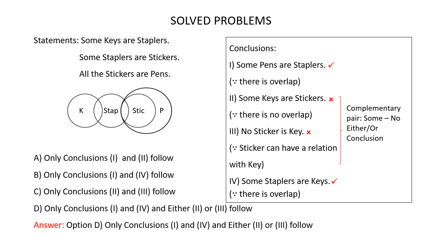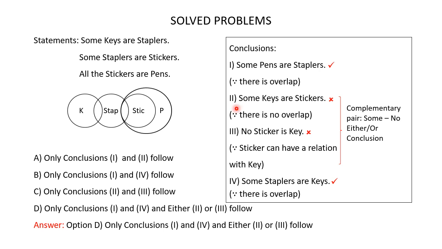Conclusion 1. Some pens are staplers. So in the Venn diagram, you have pens here and staplers here. Clearly, you can see that there is a partial overlap between pens and staplers. So some pens are staplers is correct. Conclusion 1 follows.